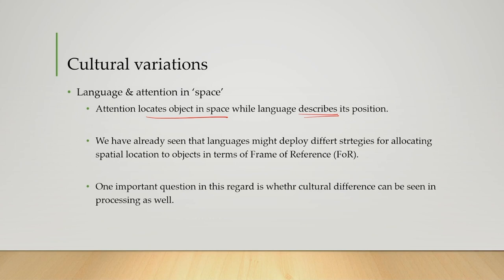The absolutive frame of reference is very interesting from a research point of view, because it needs a very different kind of computation in real time, which has to be dynamic. One has to always remember one's location and the angle one has moved in terms of the fixed location from where the location is derived in that particular language. So, frame of reference is different from one language to another, as a result of which the spatial allocation also is different. But the important question here is whether cultural differences can be seen in processing as well. Fine, there are differences in linguistic terms, but does it mean that when it comes to processing, attention allocation will also be different?